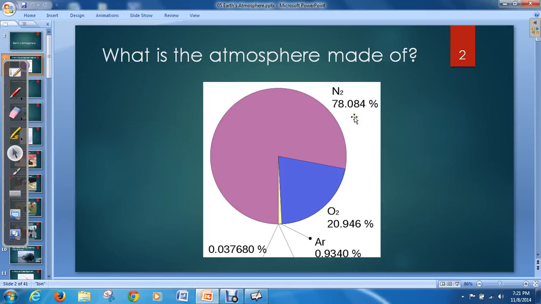We'll get more into why nitrogen is so prevalent in the Earth's atmosphere a little bit later, but just realize for right now that nitrogen makes up most of the air, then oxygen makes up a good chunk, and then there's everything else that makes up a very small amount.